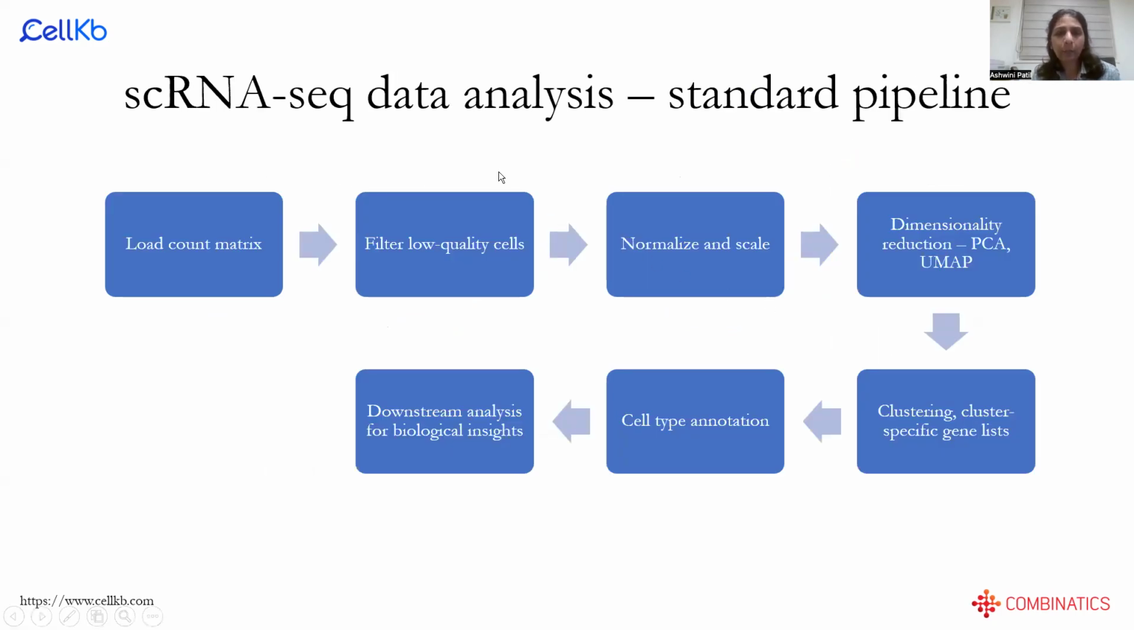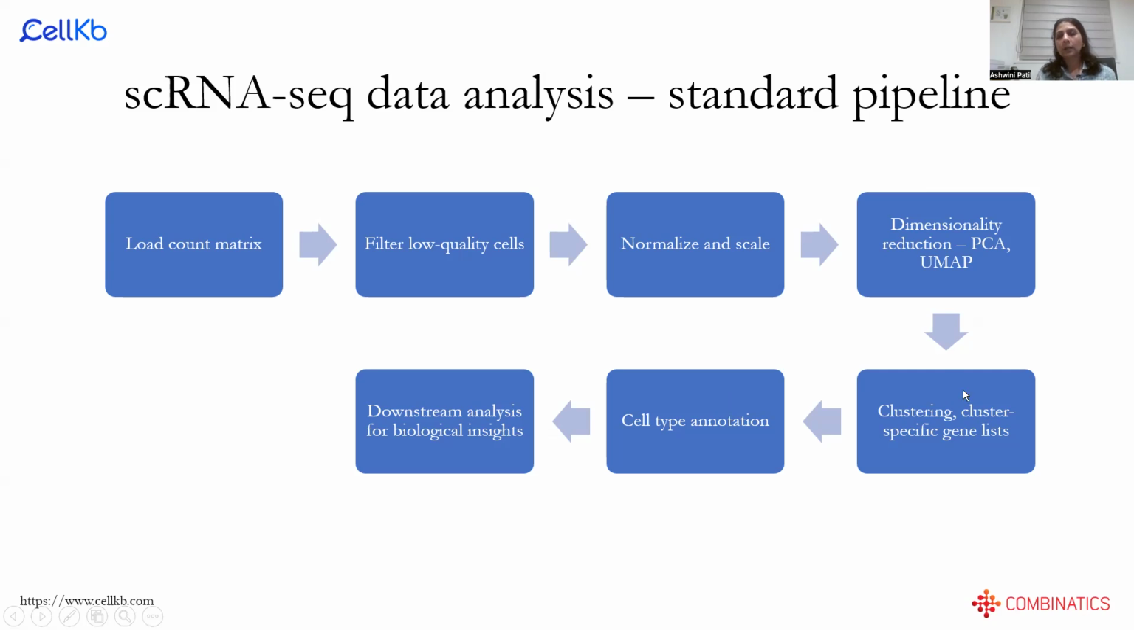So here is the standard pipeline that we follow. Maybe most of you are already using this and are aware of it, so I will just go over it quickly. The first thing is to load the count matrix that you are going to get from Cell Ranger. You filter the low quality cells, normalize and scale the data, perform dimensionality reduction using principal component analysis, generate the UMAP for plotting. This is followed by clustering the data and identifying cluster-specific genes. And this is actually the main step that allows you to then do cell type annotation.